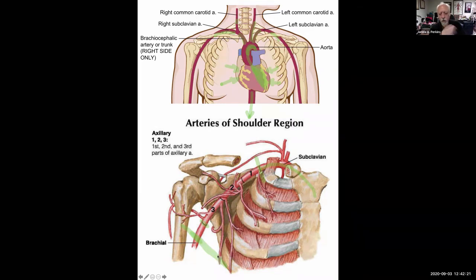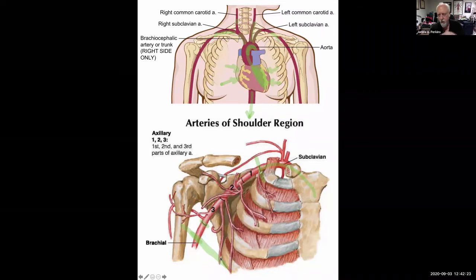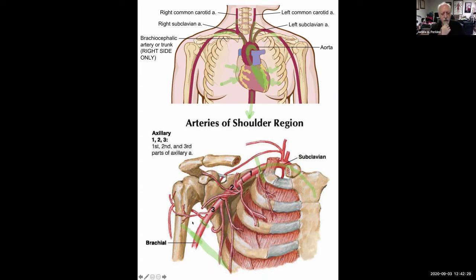So we've got one continuous vessel, but it has three different names depending on where it is. So it's subclavian, crosses the edge of the first rib, becomes axillary, and then when it passes by the inferior border of teres major muscle, then it becomes the brachial artery. The axillary artery is the part that's actually sitting within the axilla, so that's what we're going to focus on.